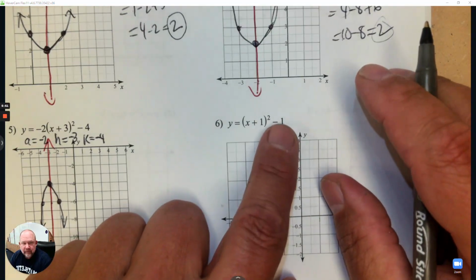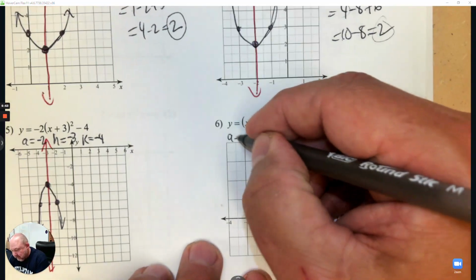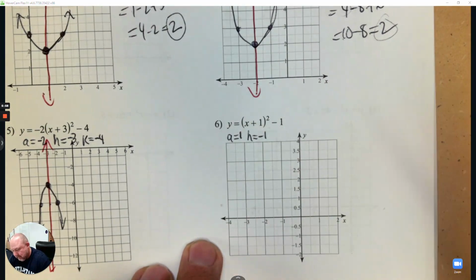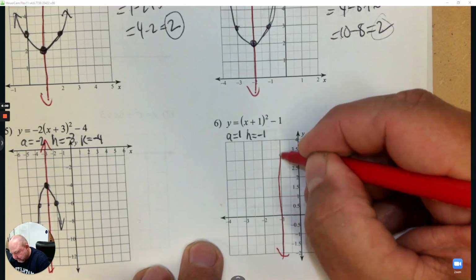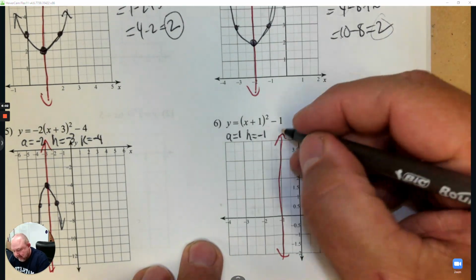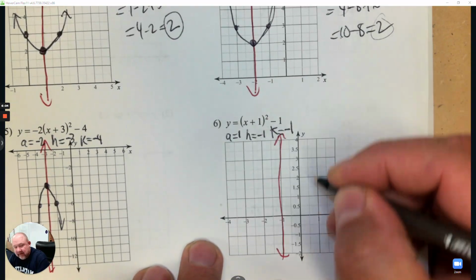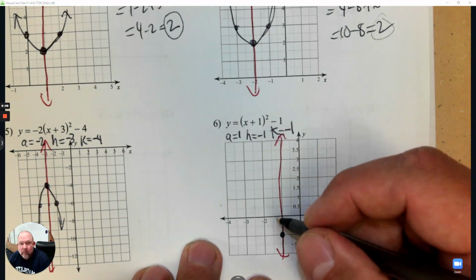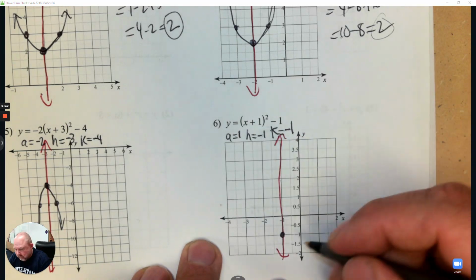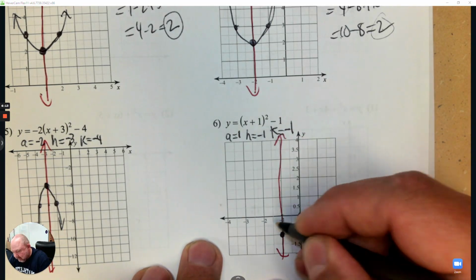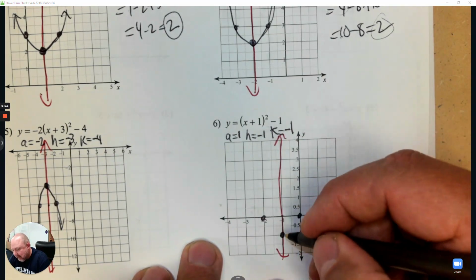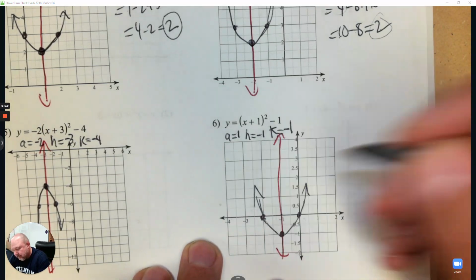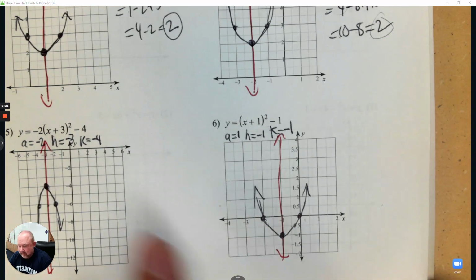So look for parentheses. So A is in front of the parentheses. H, you change the sign, so -1. That's where a line goes. And then K, the sign stays the same. That's -1. So on this, we go to -1. A is 1, so from here we go up 1 and to the right and to the left. These are counting by halves. That's why make sure you count by 1. And there's your graph. Turn the page.